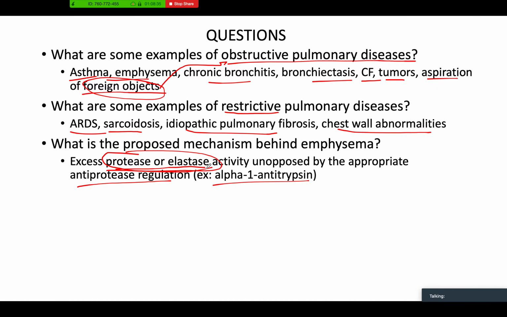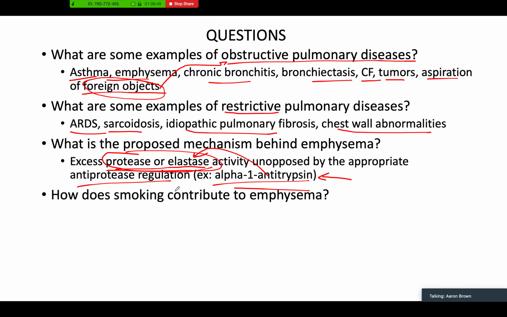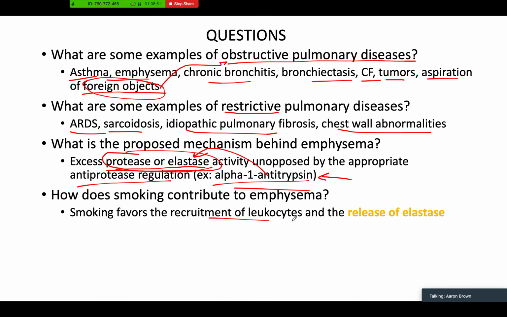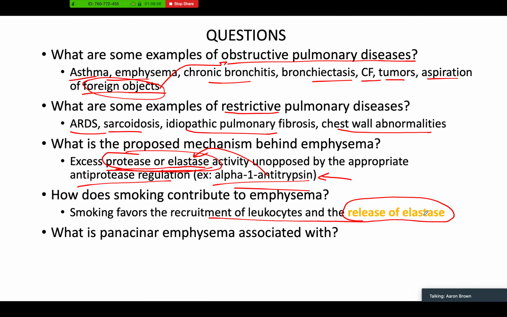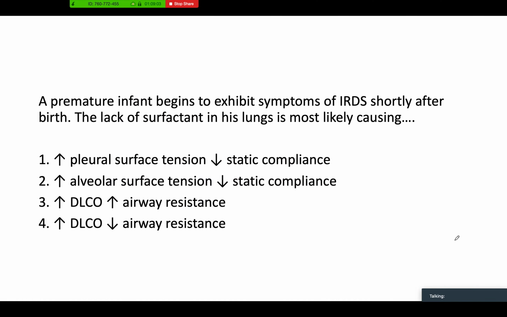Okay? And in smoking, it's because of all the inflammation from the smoke. In alpha-1 antitrypsin deficiency, it's because we lack the enzyme that deactivates these other enzymes. Very straightforward. Smoking recruits leukocytes, increases the elastase. Elastase breaks down lung tissue. We get emphysema. Panacinar emphysema, you already told me that it's associated with alpha-1 antitrypsin. And great. So, last question we will do here for pulmonary.